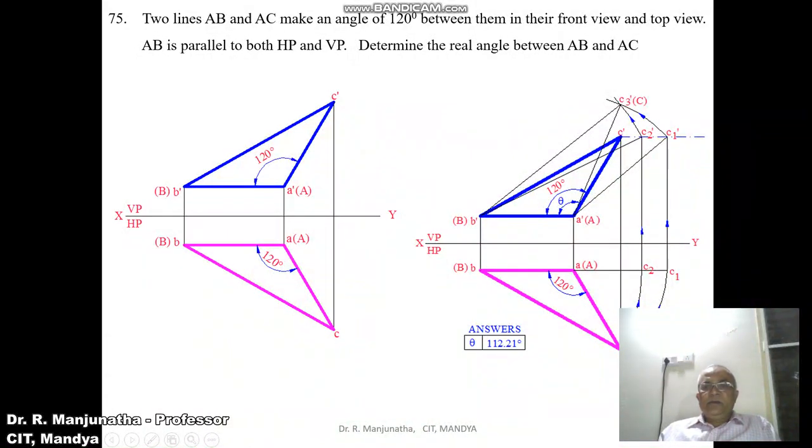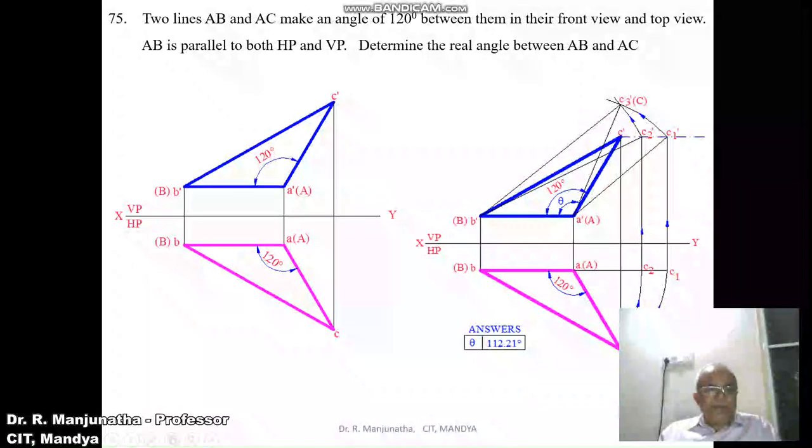Then you measure the real angle between capital AB and capital AC. By using the protractor, you measure the angle with respect to the XY line, with respect to A dash B dash, and you mark this as the real angle, that is the true inclination with respect to HP, which is called theta. Theta will be 112 degrees when you are doing it manually. When you are doing it on a computer, it will be 112.21 degrees. So this is how you will be able to solve this problem in the sketchbook.